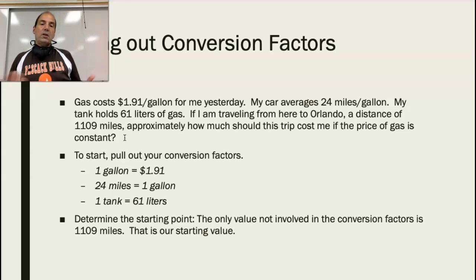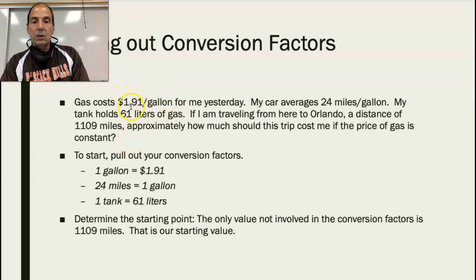Okay. So we want to start by pulling out your conversion factors, okay? So again, reading here, $1.91 per gallon. That means that 1 gallon is $1.91. 24 miles per gallon means that 1 gallon is 24 miles, okay? My tank holds 61 liters of gas. 1 tank equals 61 liters.